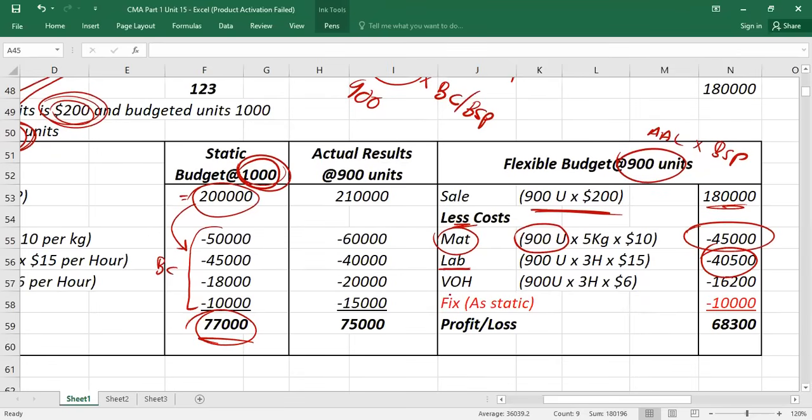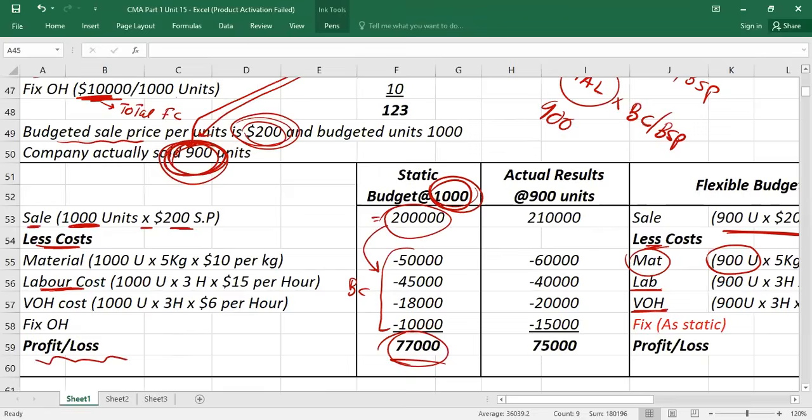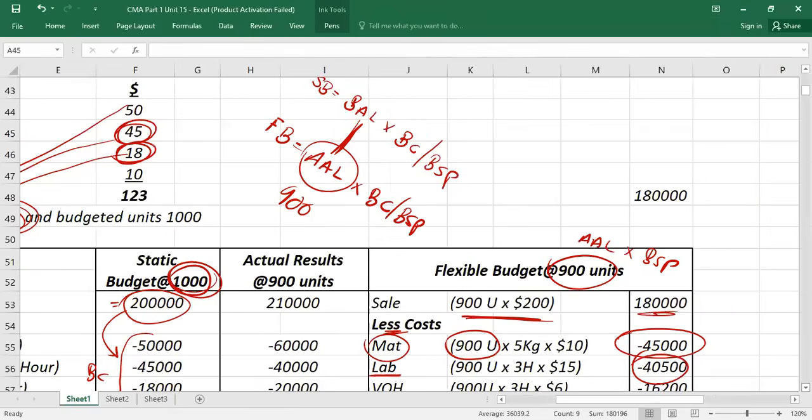40,500. Now I want to write variable overhead. I'll take actual output again, which is 900, and multiply with the budgeted variable overhead cost, which is $18. You can see it is a variable cost. I'll multiply. So this is going to give you how much?